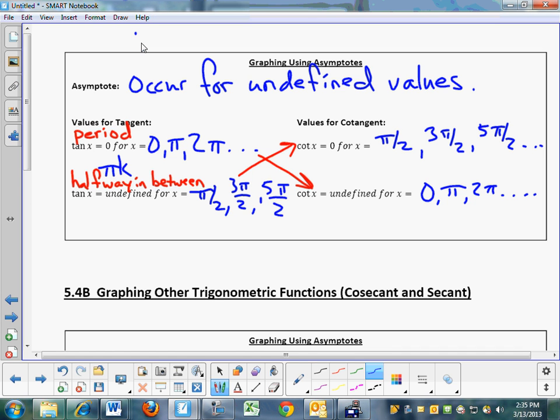And so cotangent is equal to 0. Do these represent the periods, or are these halfway in between? Nope. Halfway in between. Remember, cotangent repeats itself every pi. So these represent the periods. So cotangent is undefined at the periods. So that's what happens. They switch.